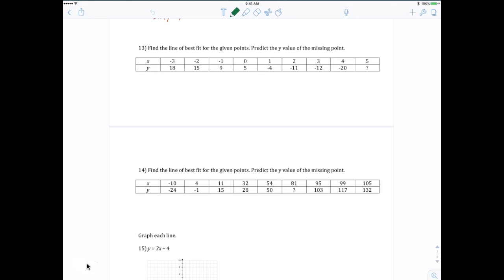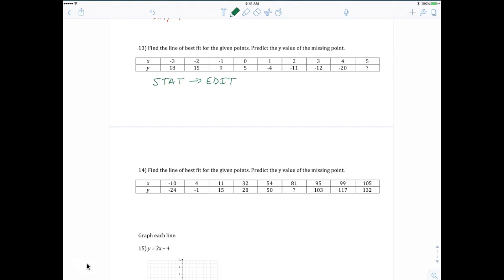So what do I have to hit first? Stat. That's the first thing we're doing. First, stat, and then we hit edit. Stat, edit. Now remember, if you have a list in there already, you want to clear the list, not delete. To clear the list, you go above it, hit clear, and then go down. Is everybody with me on that? You can also just type right over the numbers. It's no big deal either.